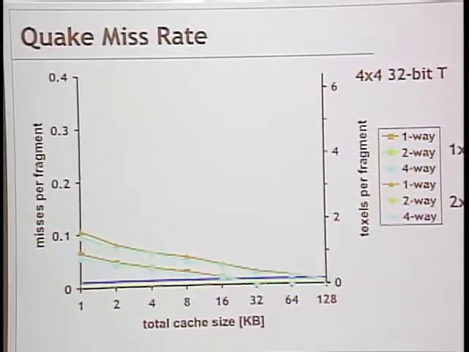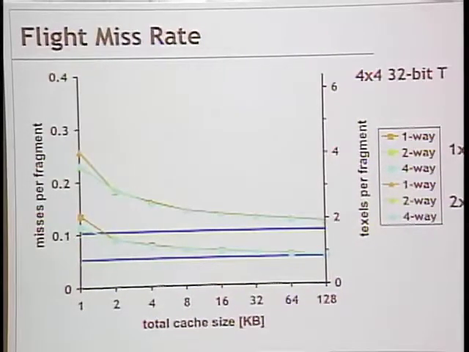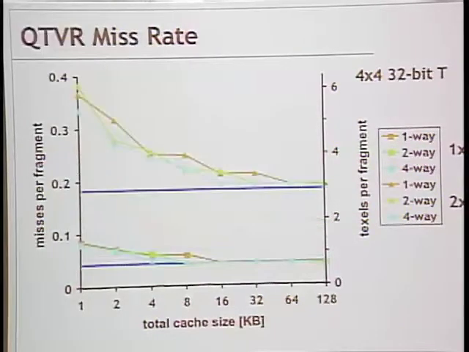The blue and the yellow bars are sort of the theoretical minimum. That's with cold start only. So Flight has a much larger texel to fragment ratio, but it still turns out that a relatively small cache is going to do you a lot of good. QuickTime VR, same thing. Again, a relatively small cache will do you a lot of good.